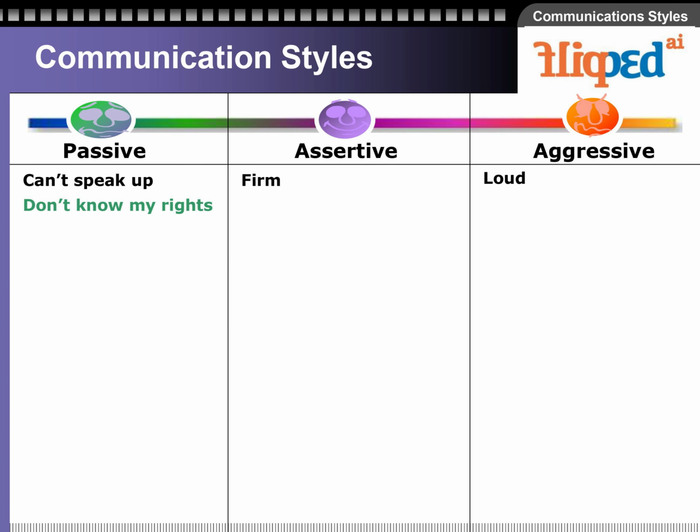Now, on slide 12, we continue our communication styles comparison table. Here, we emphasize that "don't know my rights" is a characteristic of the passive style. Passive communication often involves a reluctance to assert one's own needs or rights due to a lack of awareness or confidence. By identifying this trait and learning to assert oneself more effectively, we can enhance our communication skills and advocate for our rights more confidently.